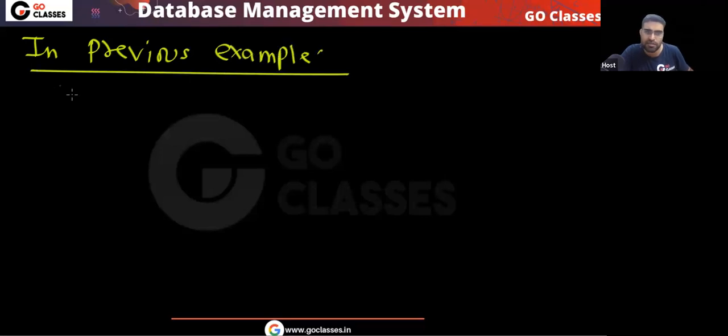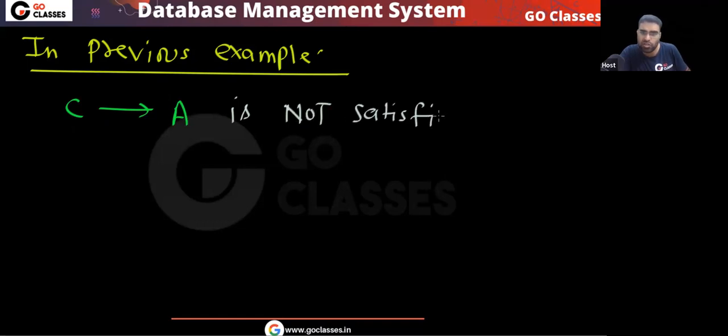Please tell me. In this previous example, I can say that C determines A definitely does not hold for the schema. This is definitely not satisfied by the schema, because this is not satisfied by the instance. So I can say that this is not satisfied by the schema also.